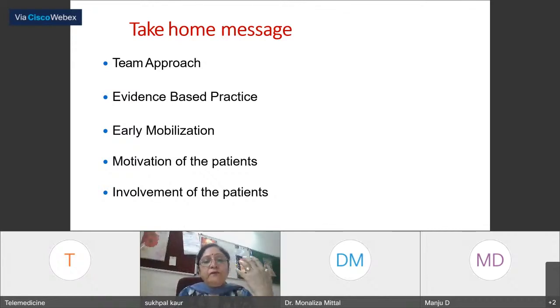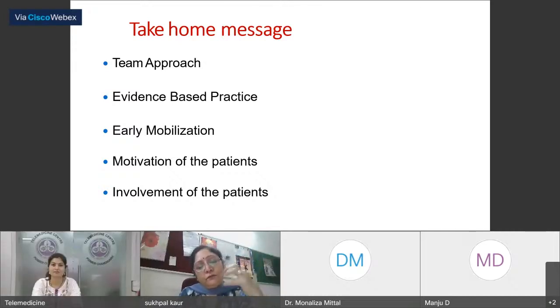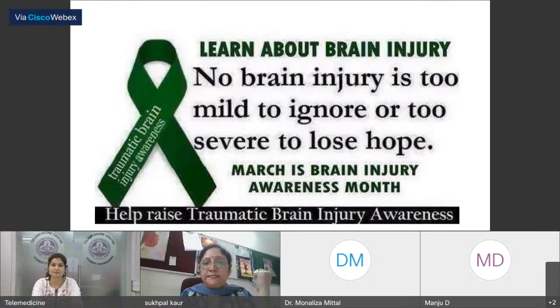And we should always involve the person as far as possible, depending upon the capacity or the capability of the person to be involved in the rehabilitation processes or the exercises. So in the end, I just want to say that no brain injury is too mild to be ignored or too severe to lose hope that nothing can be done. We should always try our level best to improve the quality of life of the person.